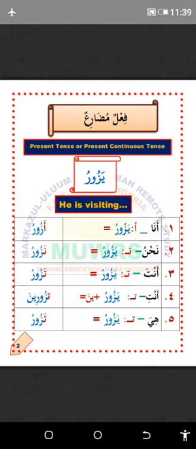Khamsa, number five. Hiya, she. So how do we change the verb yazuru to suit hiya? All you need to do is to detach ya'un and attach ta'un. So the verb yazuru will now become tazuru, which means she is visiting. Remember, we use ya'un to talk about a single male person and ta'un to talk about a single female person. Talking about them does not mean talking to them directly. لعلك فهمت. I hope you understand. MashaAllah.